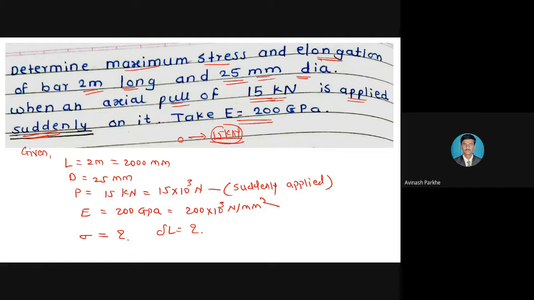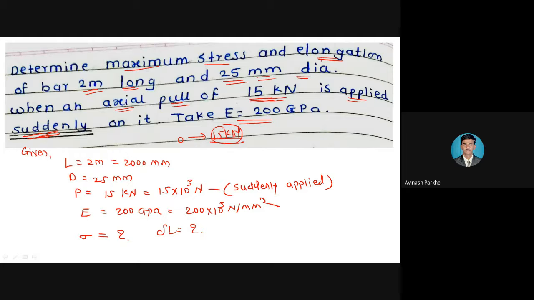Based on these concepts, in the last lecture we solved one problem, which is based on the suddenly applied load. One circular bar is there, having length 2 meter and diameter 25 mm, as given in the statement. That bar is subjected to an axial pull, that is a tensile load of 15 kilonewton, which is applied along the axis. Whatever the 15 kilonewton load is, it is applied along the axis and it is applied suddenly.